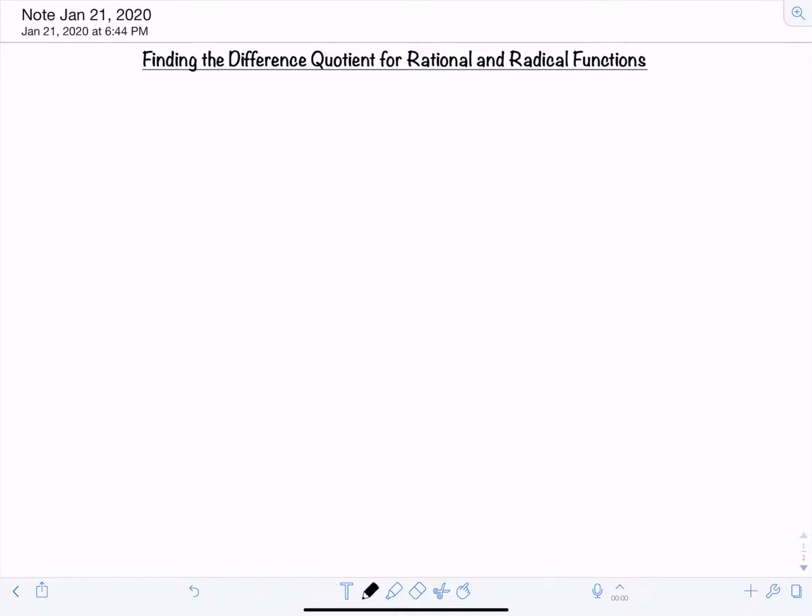Okay, so in this video, we're going to look at how to find the difference quotient for rational and radical functions. They can be a little trickier than your garden variety polynomial. So starting off, let's recall the difference quotient. It's defined as f of x plus h minus f of x over h, provided h does not equal 0. So just two examples, one rational, one radical function coming up.